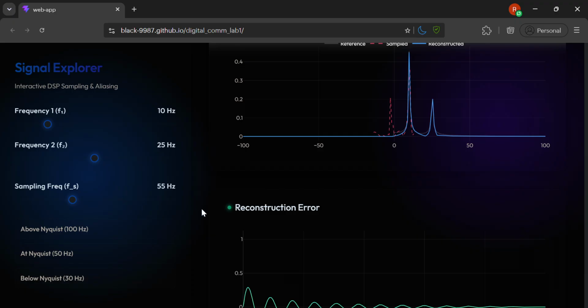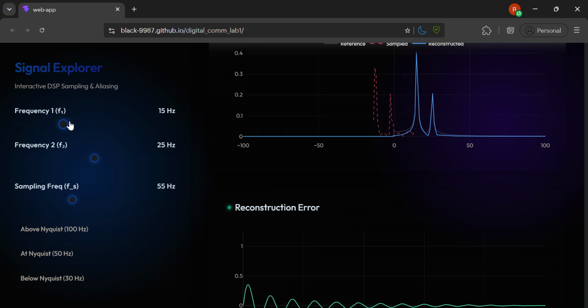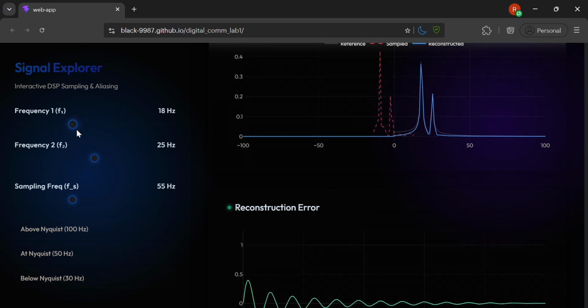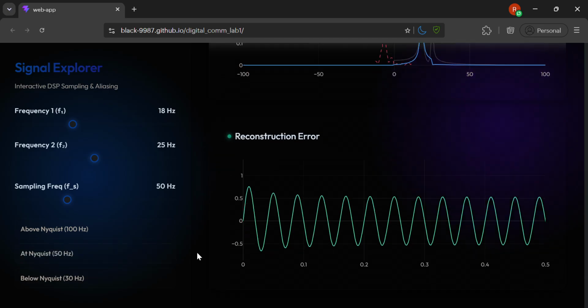For the current setup, the two signal frequencies are 18, like here you can see, and then the next is 25. 25 is the highest frequency component. Then the Nyquist limit for the experiment is 50 hertz. The tool provides three preset conditions on the left: above Nyquist, at Nyquist, and below Nyquist. I can use these buttons to quickly compare three situations.